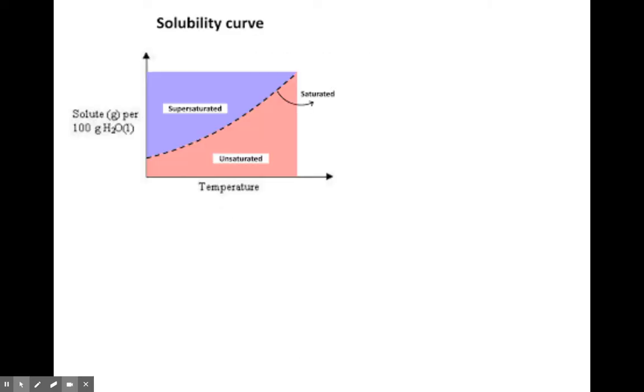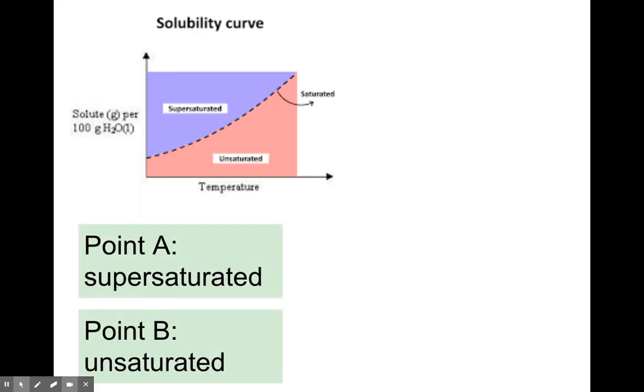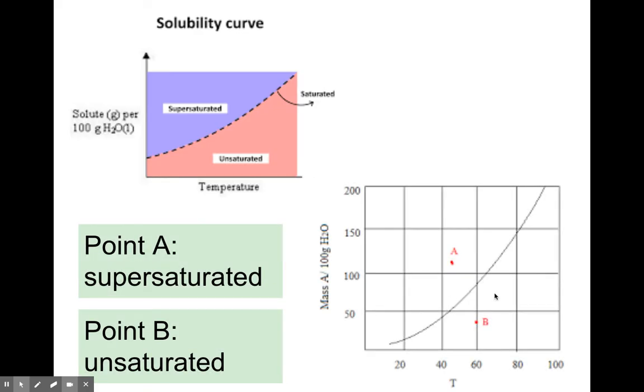Let's take a look. Oh, okay. So if this is our substance we're studying, A is above the line and would be supersaturated. B is below the curve or the line and is unsaturated.